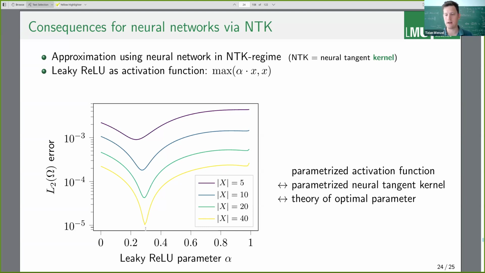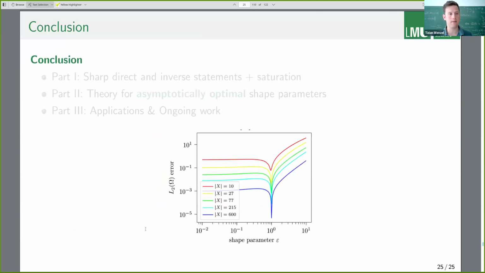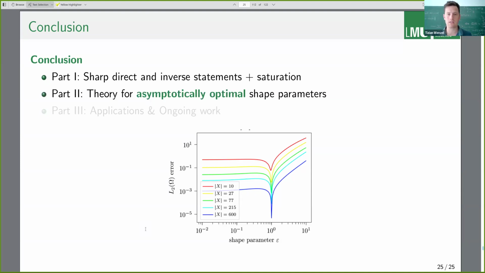And with this, I come to the last slide of my presentation, the conclusion slide. So what we saw, first of all, was the theoretical backbone of the whole theory, the sharp, direct, and inverse statements, as well as the saturation. Then in the second part, we saw how all of this applies to a theory of asymptotically optimal shape parameters. And finally, we also saw some applications and some ongoing work.